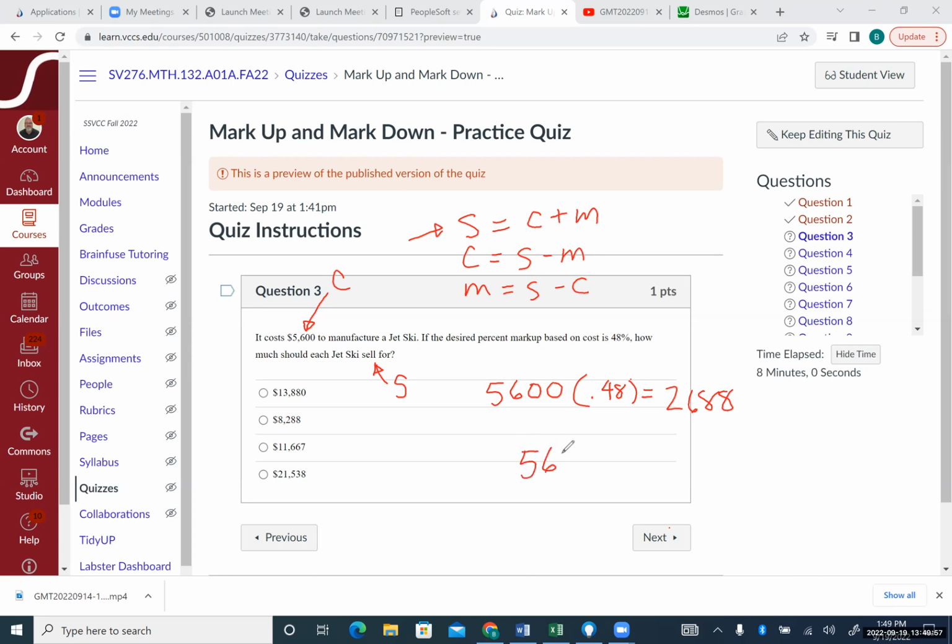Cost, $5,600, plus markup, 2,688. That gives $8,288. Very good.